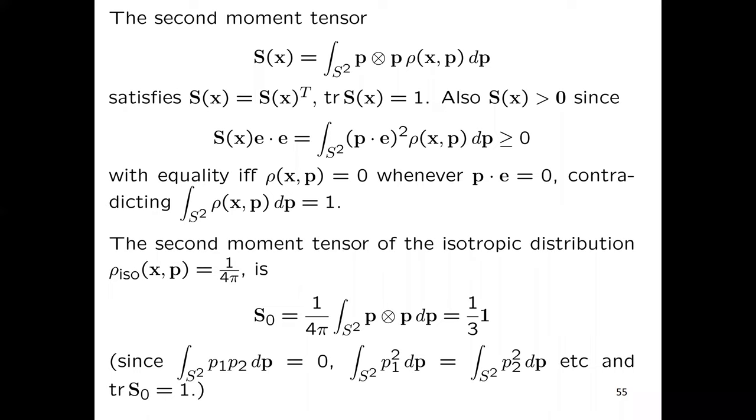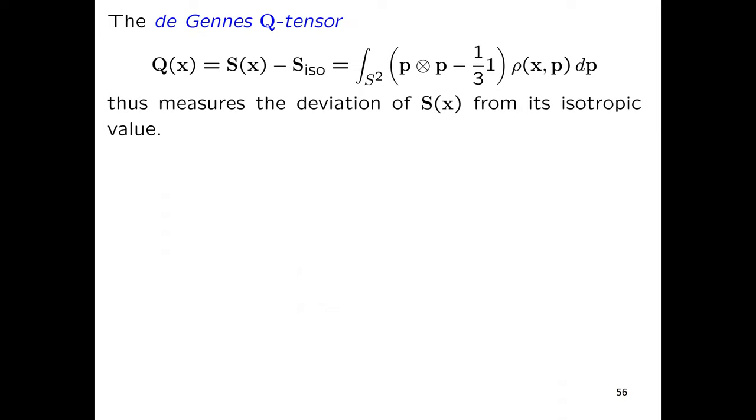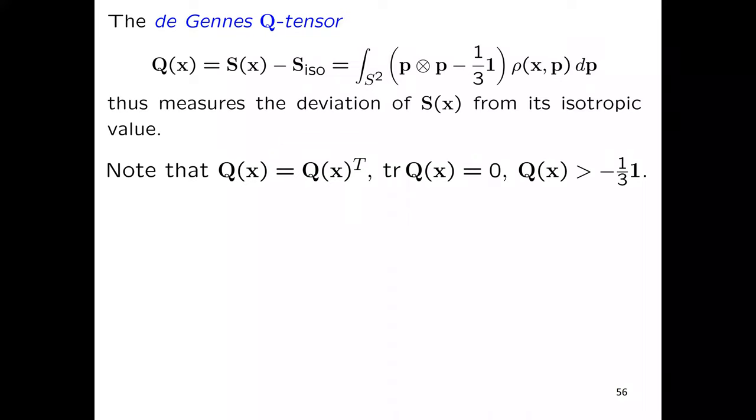Now, trace of S is 1, but de Gennes preferred matrices whose trace was 0. So he subtracted off from S its value in the isotropic state. So that's the integral of p tensor p minus a third the identity, times rho. And that measures the deviation of S from the isotropic value. And that's the de Gennes Q tensor, which is the basic variable in de Gennes theory. And now you see that Q is still a symmetric matrix, of course. Its trace now is zero by construction.